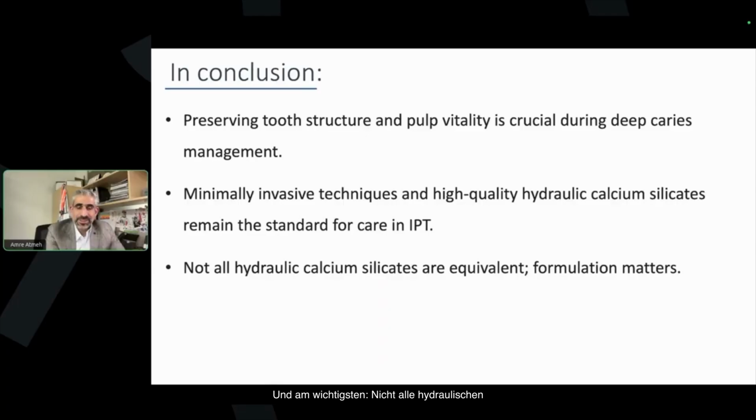And most importantly, not all hydraulic calcium silicates are equivalent. Formulation matters, and it's your role always to look further and understand what the composition is. And especially now, there are lots of products in the market which are marketed as calcium silicates, but they barely contain any of these active ingredients. So it's always important to look at the composition, the formulation, and how this affects the properties. You may also want to test these materials.